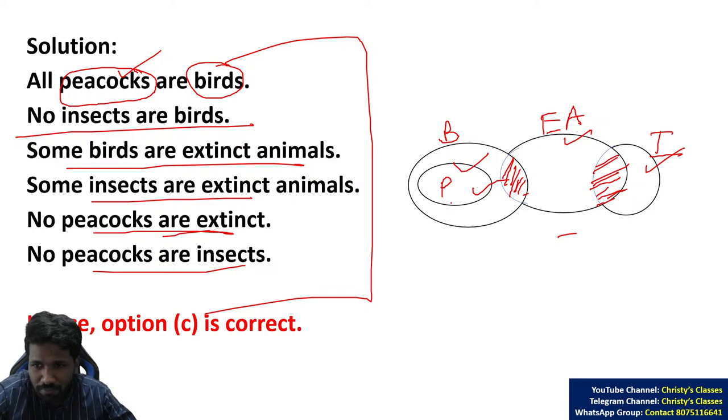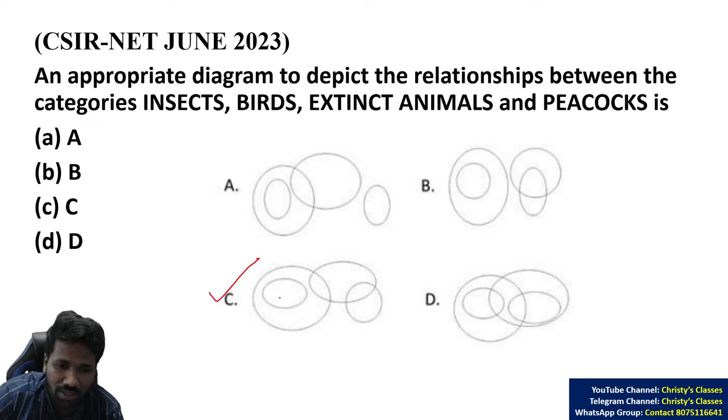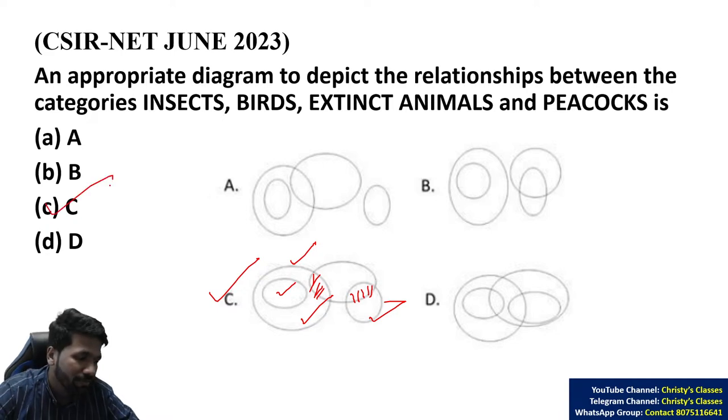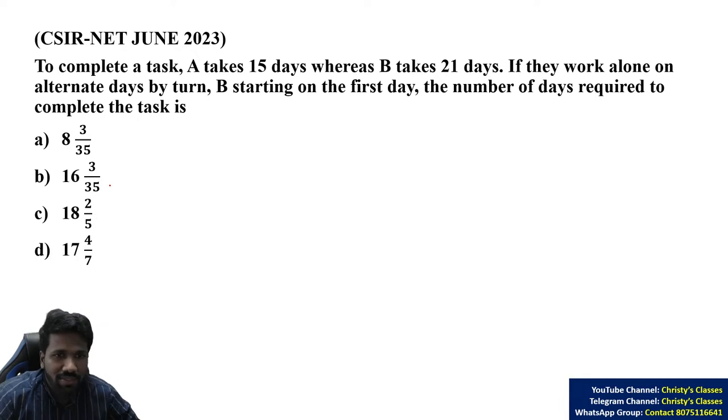So from this Venn diagram, you have to check which option says so. The only option matching all these criteria is option C. That is, one circle is completely inside another, one circle is totally outside another, and two circles have an intersection with another. All these are satisfied in option C. So option C is the answer. Sabko clear hai na? I'm trying to show you all varieties of questions.